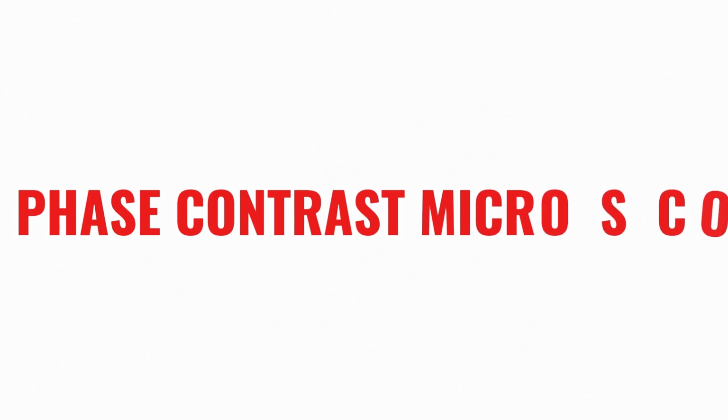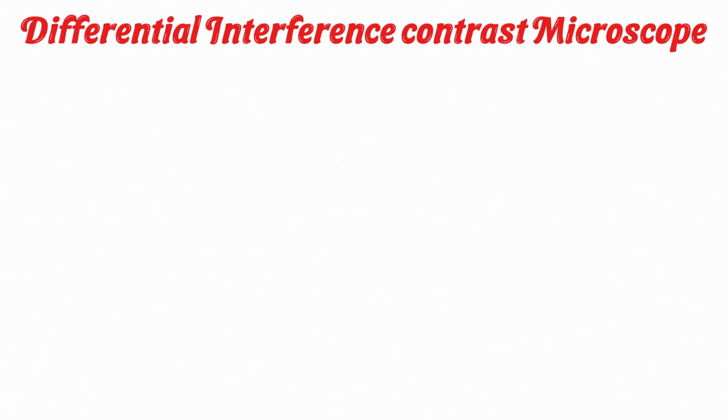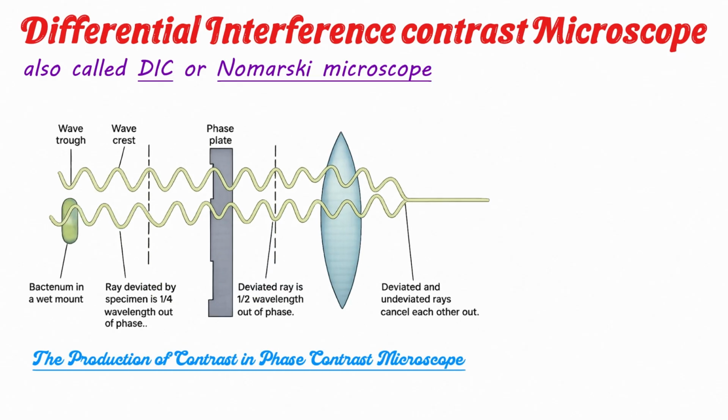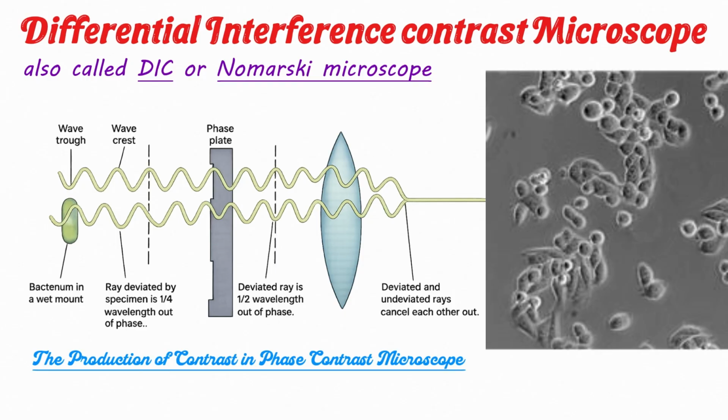Now that we have understood the phase contrast microscope, let's move to one of its advanced versions, the Differential Interference Contrast microscope, commonly known as the DIC Microscope or Nomarski microscope. As we discussed in the previous topic, the phase contrast microscope allows us to observe living, unstained cells by converting phase differences into brightness differences. However, despite this major advantage, it still has some limitations.